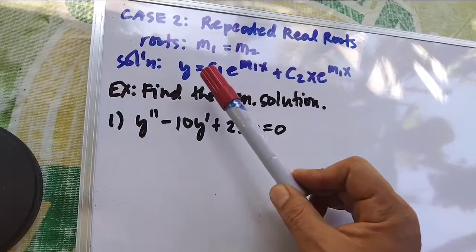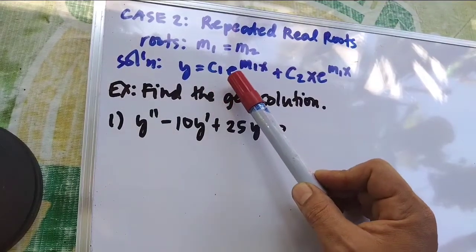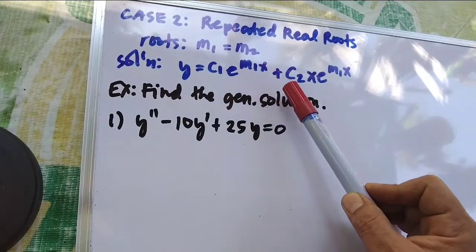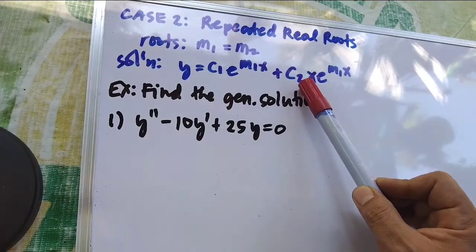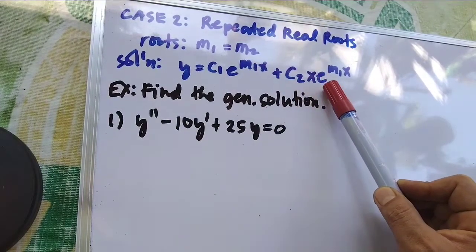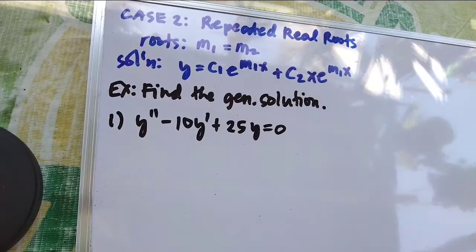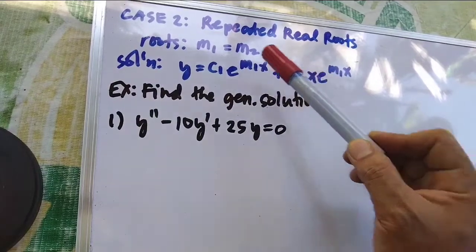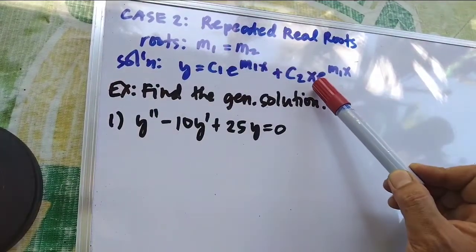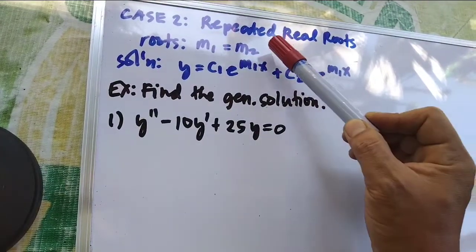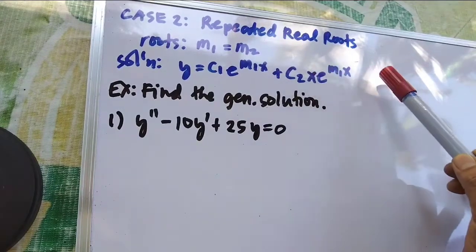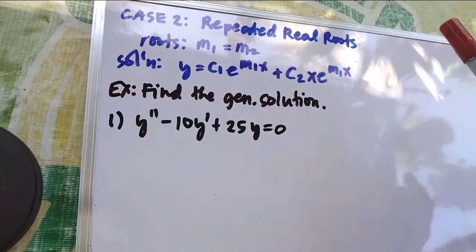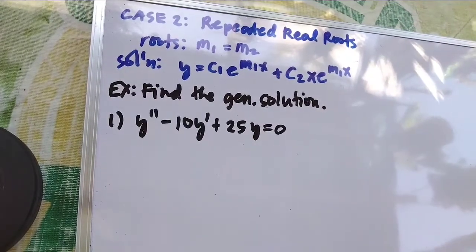You have y is equal to c sub 1 times e to the power of m sub 1x plus c sub 2 times x e to the power of m sub 1x. Now, as you observe, naa kay x diri na dugang. Ka-equal man ilang roots, so magdugang na kadinag x. Kung tulo na sila ka-equal, mahimo na siyang x squared dito. C sub 3, x squared na din ka. Okay? So let us try our first example here.